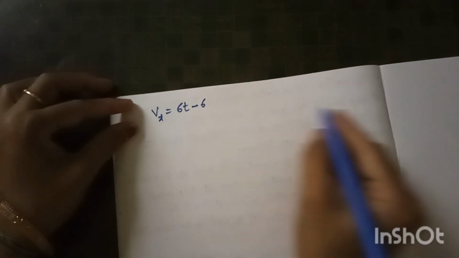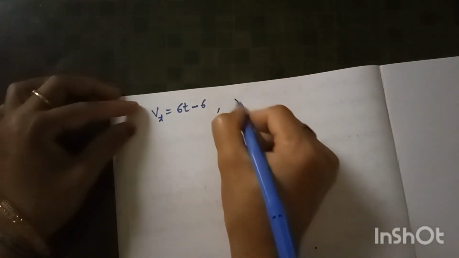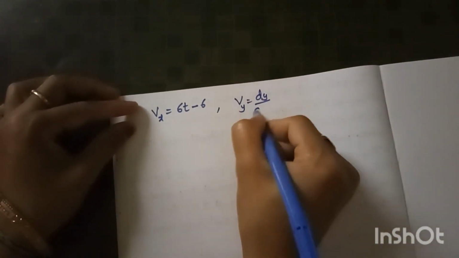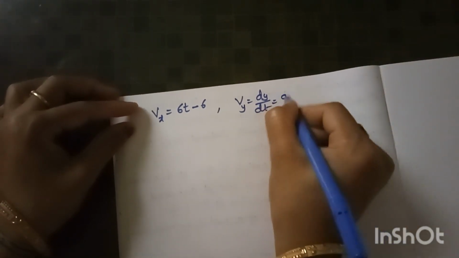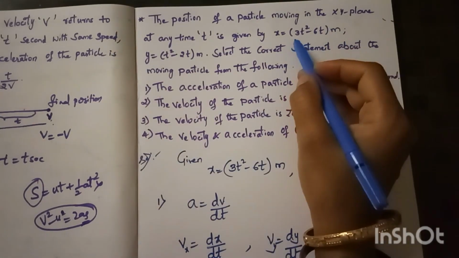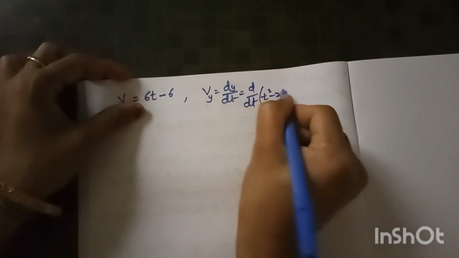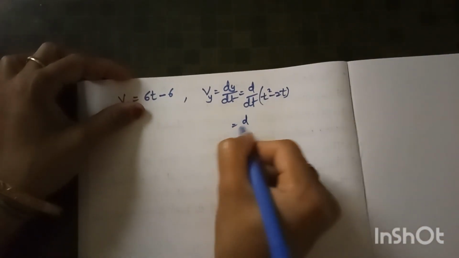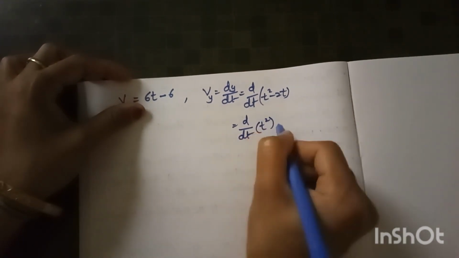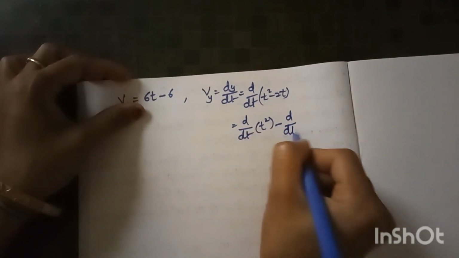So what we are going to get? Vx equals 6t minus 6. Now we are going to solve Vy. What is Vy? dy by dt. What is the y value here? y is t squared minus 2t. So split this: d by dt of t squared minus d by dt of 2t.